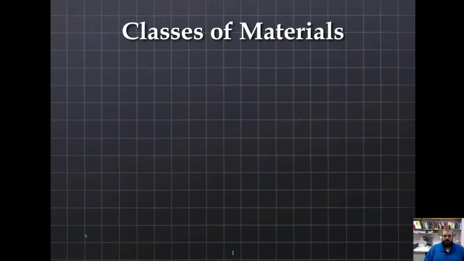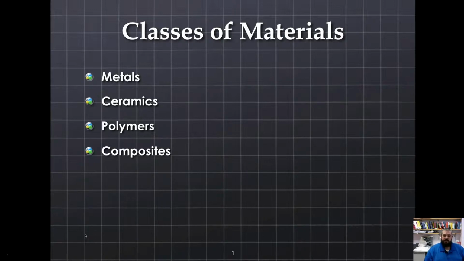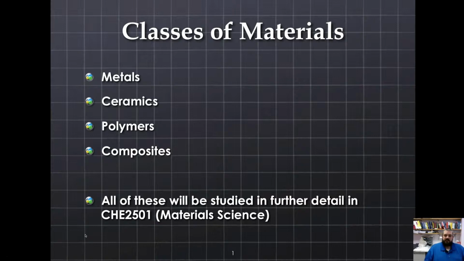In my discussion today and in the material science class you're going to take, I'll be going over 4 main classes of materials, 4 different types, kind of broad categories. The first one, the most common for engineering applications, is metal, then ceramics. I'll talk briefly about polymers, and just mention composites, which are really just a combination of some of the other classes.